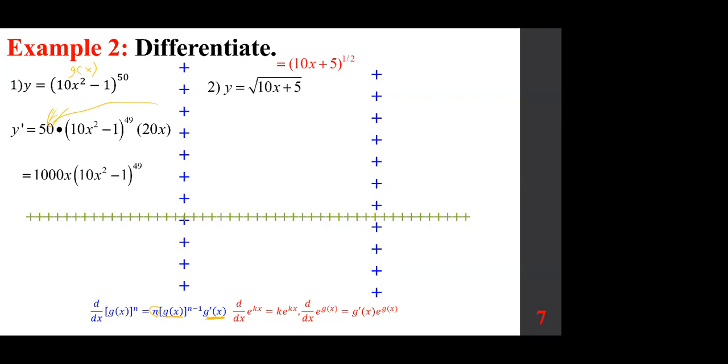Now again, let's look at the formula. And let's give everybody a chance to mimic this, okay? See if you can quickly come up with the first step, where n is 1/2, and the g function, g of x, is 10x plus 5. So we want to mimic this, everybody, okay? We want to mimic that. Let's see what you end up with.